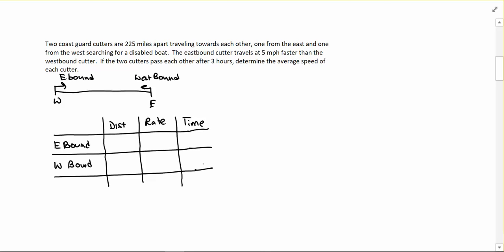Okay, they're 225 miles apart. So the 225 is not something I can put into any of these distances, because 225 refers to the total distance they're apart, not each individual distance. I'm going to hold off putting that number in my table.